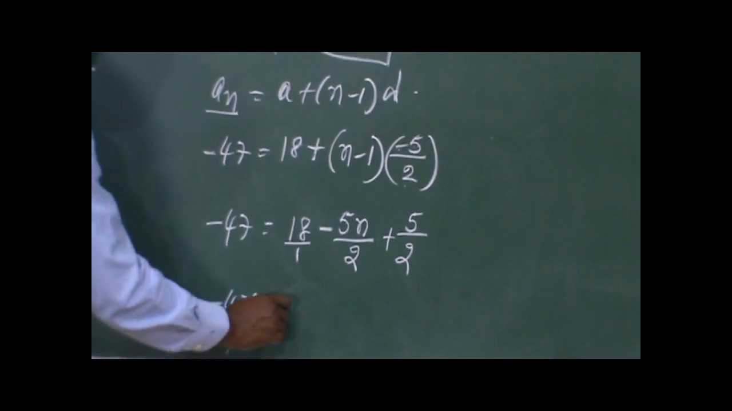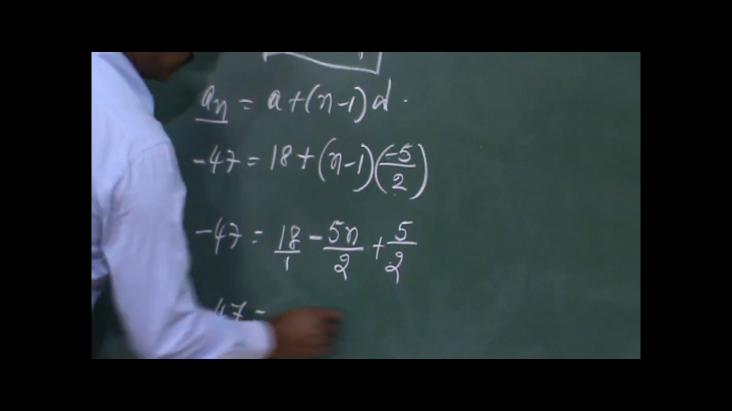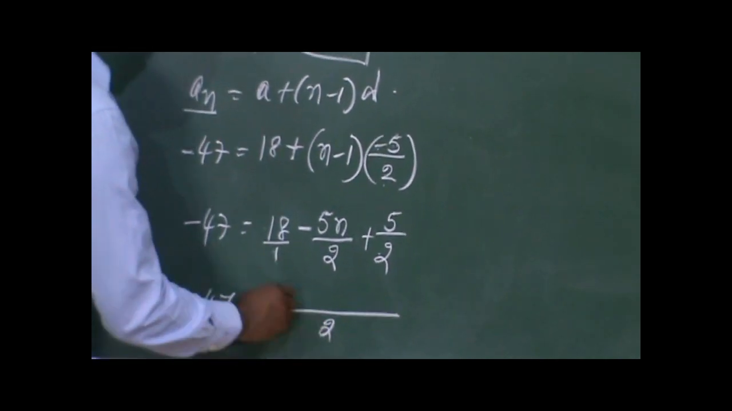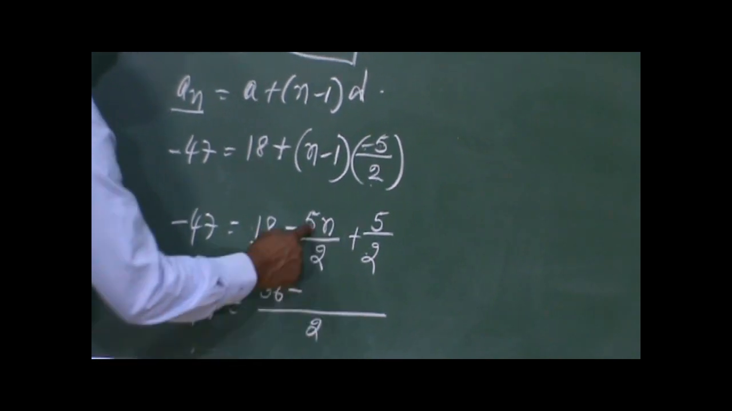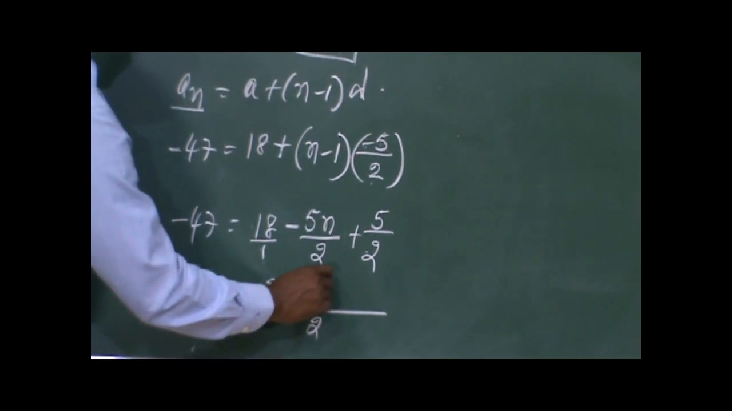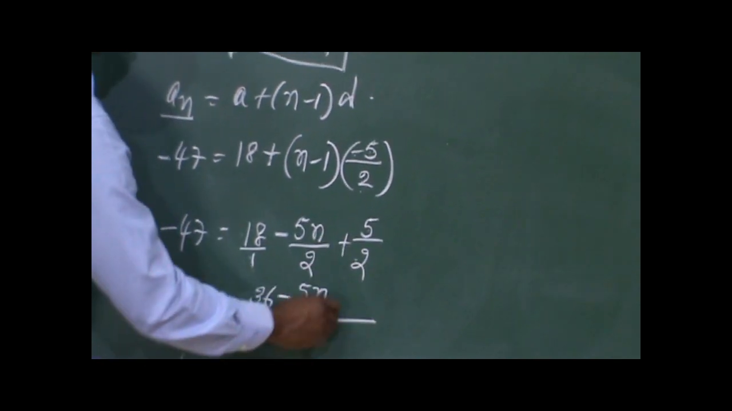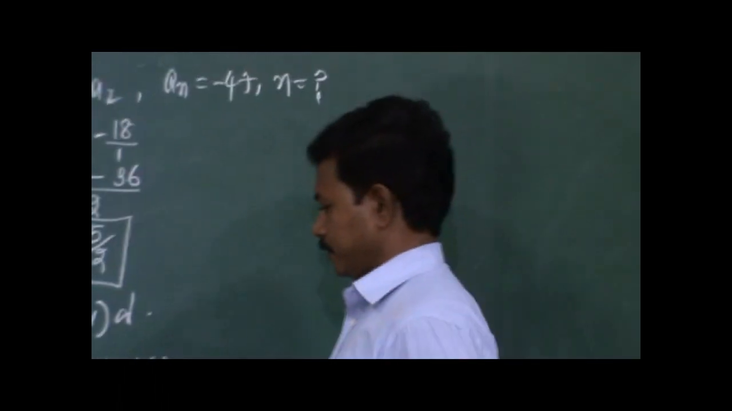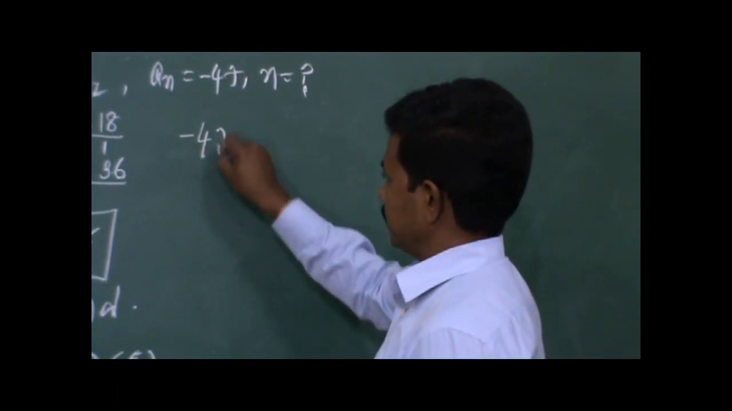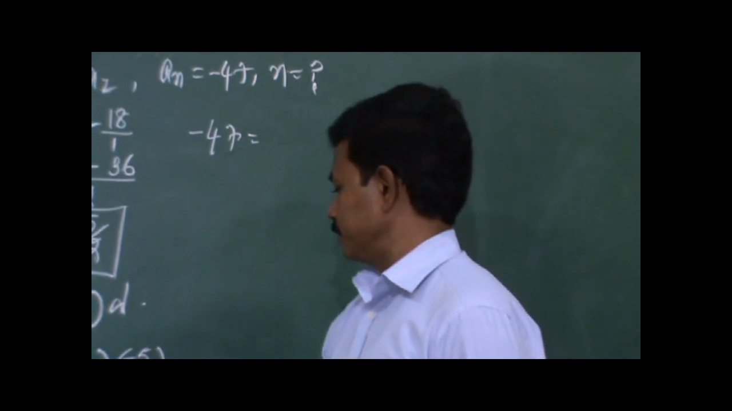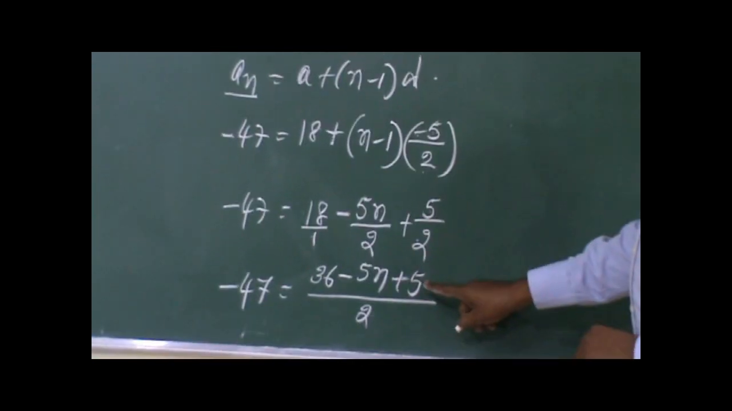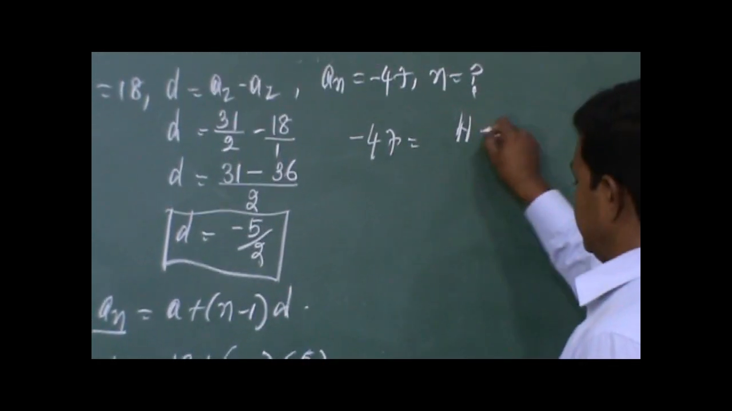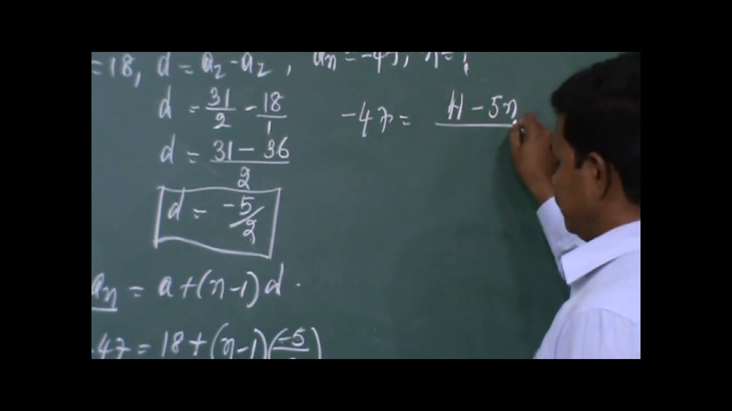So minus 47 is equal to 1 and 2, and 2. Let's take the LCM. LCM is 2. 18 by 1 into 2 is 36. Minus 5n by 2 into 2 is minus 5n. Plus 5 by 2 into 2 is plus 5. I hope you are following this. So minus 47 is equal to, simplify the constants, 36 plus 5. It becomes 41 minus 5n by 2.